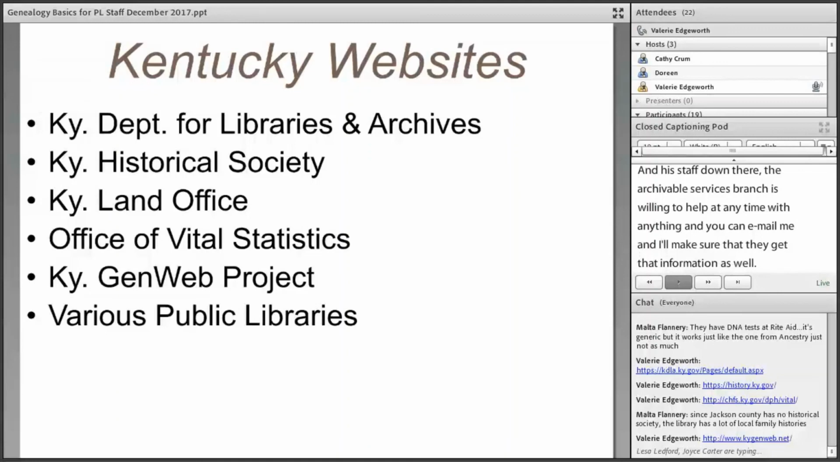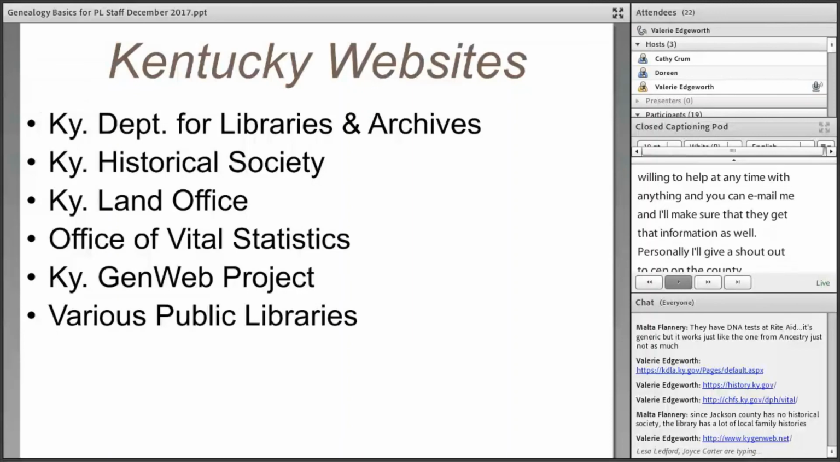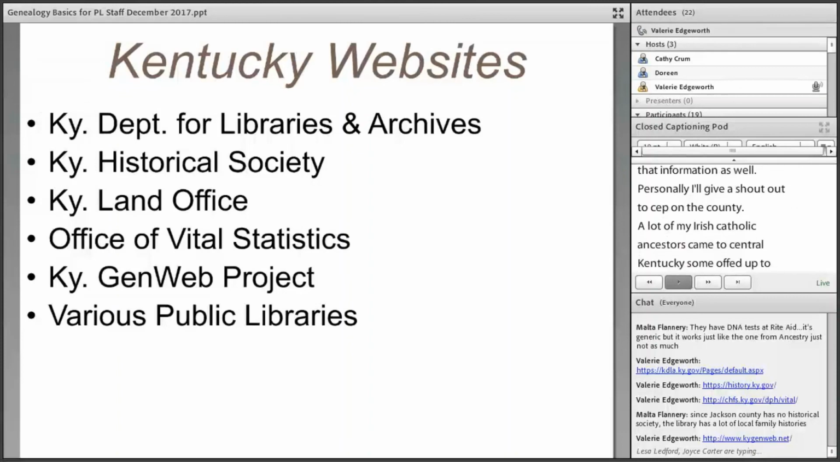As far as various public libraries, personally, I'm going to give a shout out to Kenton County. A lot of my Irish Catholic ancestors came to Central Kentucky and then moved up to Northern Kentucky in the Southern Ohio, Cincinnati area. And Kenton County has a wonderful collection there of those resources. That brings me to another good point.